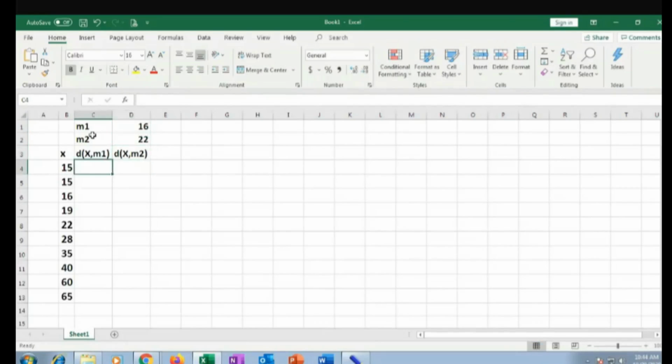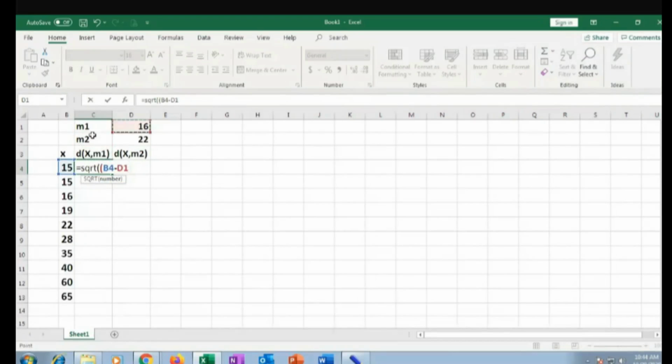So what you will do? You will write a formula here. I will write square root of 15 minus 16, whole bracket squared. Okay, so I'll just put a dollar sign so that it is fixed.